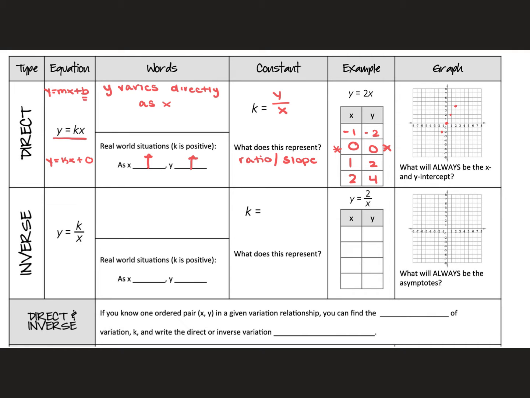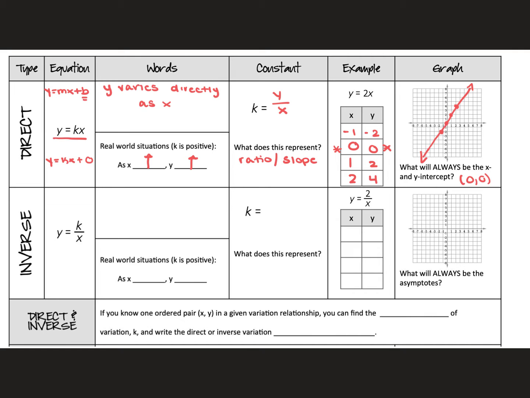Of course, my line is not straight whatsoever, but then we have a proportionate line here. And again, the x-intercept and y-intercept will always be 0, 0 because that is where it intercepts the x and y axes, because a direct variation always goes through the origin.